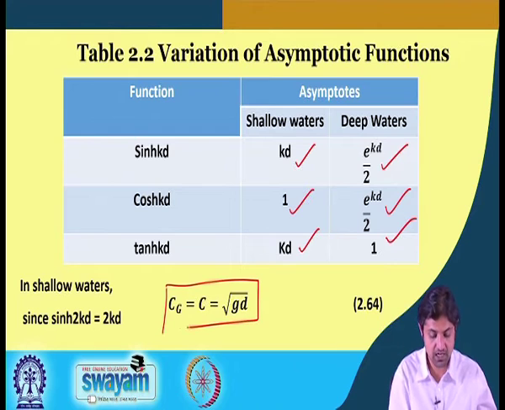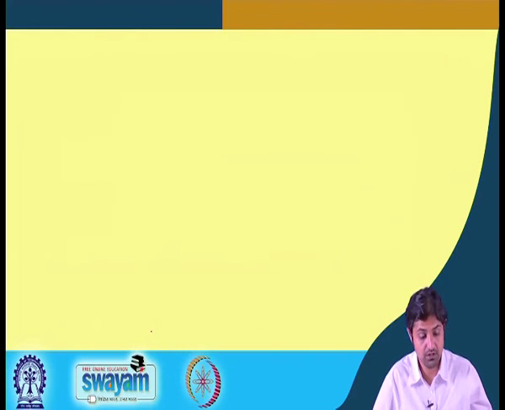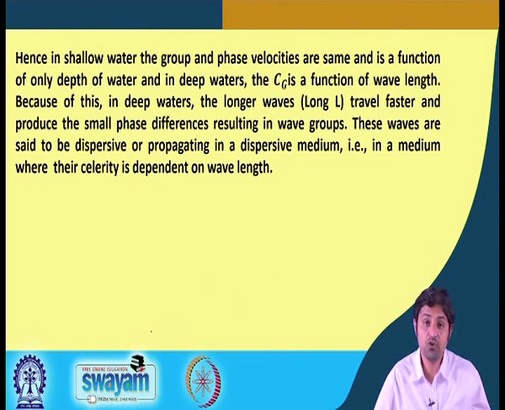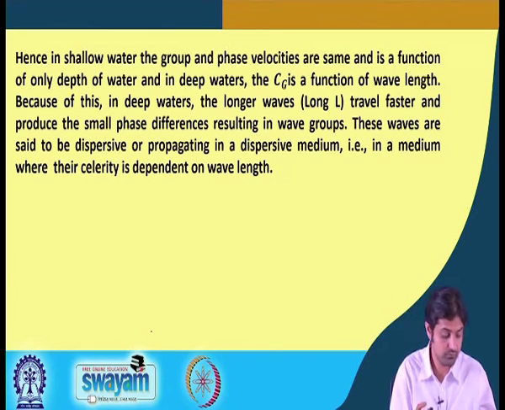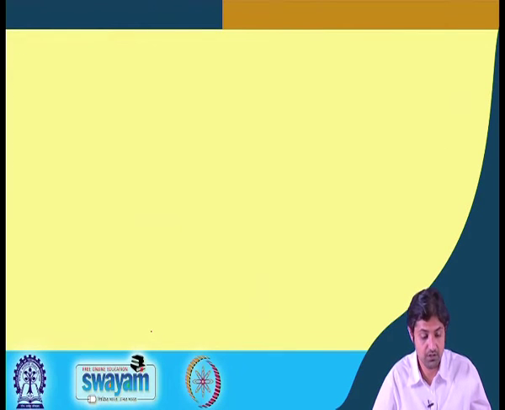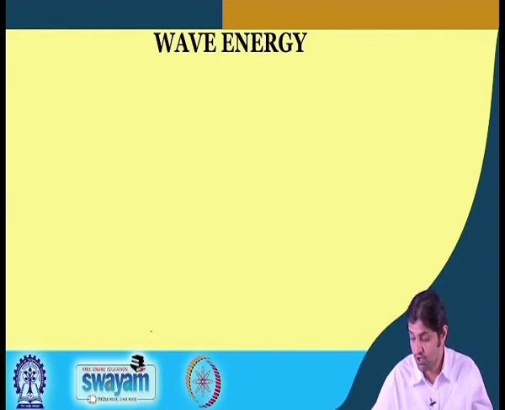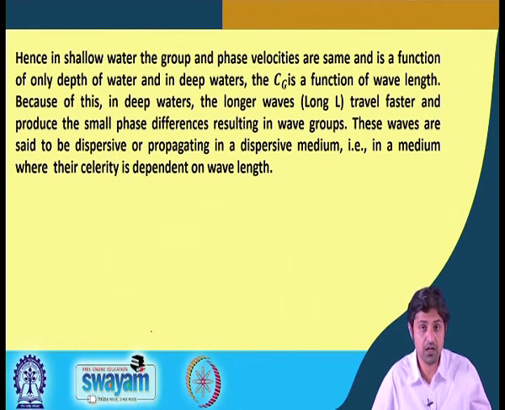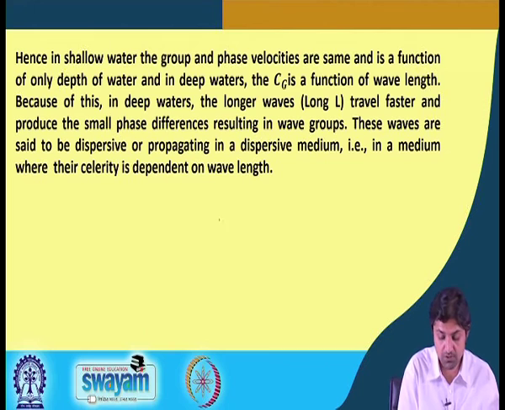Cg will become C, and that is equal to under root gd. So, in shallow water the group velocity is the same as the phase velocity, or the celerity of the wave. All right. So, in deep water it is C0 by 2, whereas Cg is equal to C in shallow waters. And for the intermediate waters you can use this equation.